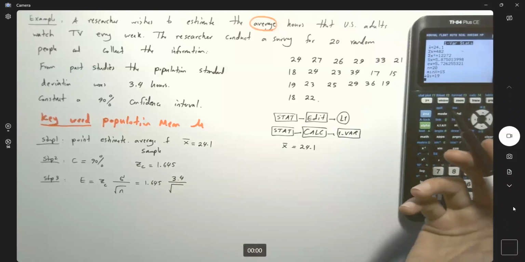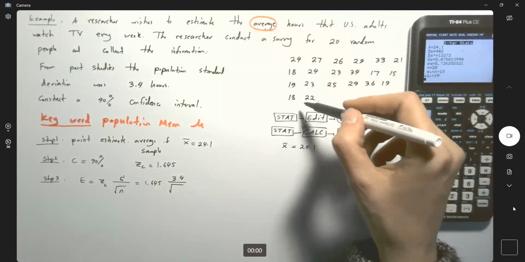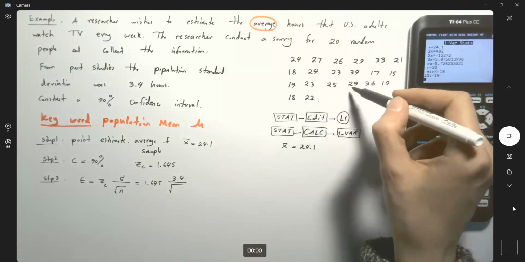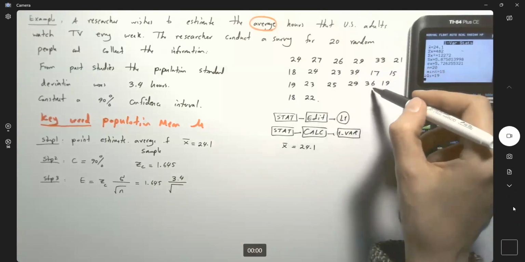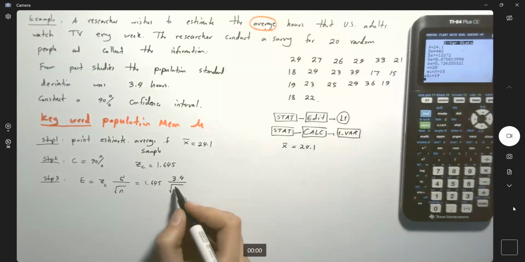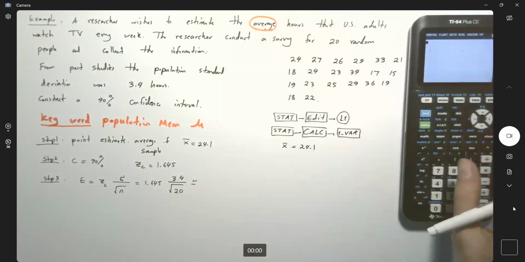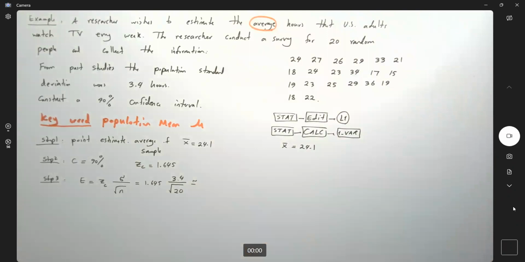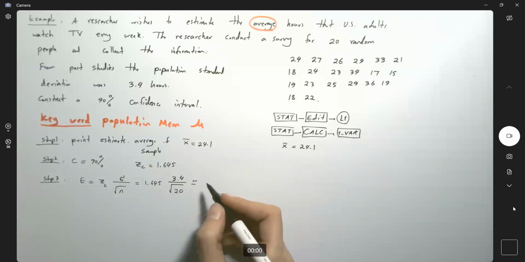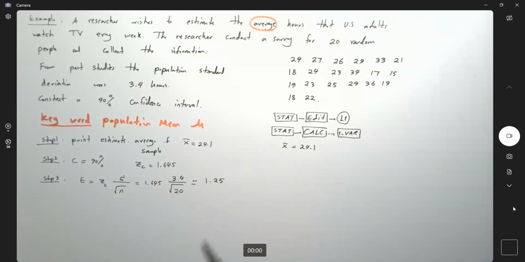How many data do I have? I have 1, 2, 3, 4, 5, 6, 7, 8, 9, 10, 11, 12, 13, 14, 15, 16, 17, 18, 19, 20 data in my collection. So let us approximate this number. So let's see. We have 1.645 times 3.4, and let's divide this guy by square root of 20, which is approximately 1.25. Very good. We calculated E, or the margin of error, 1.25.